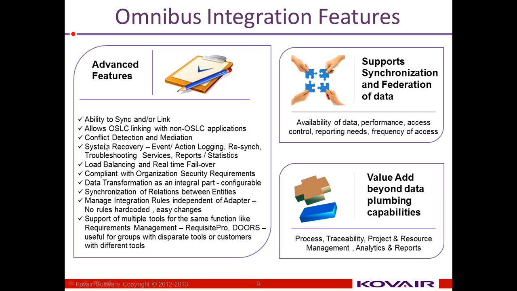Other advanced features like conflict detection and mediation are there. System recovery, so reliability mechanisms are there to push actions into other tools which had not gone through successfully earlier. Then it can be set up with load balancing and failover. It is compliant with organization security requirements. Data transformations are very powerful in Omnibus.